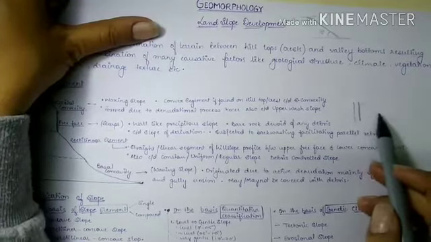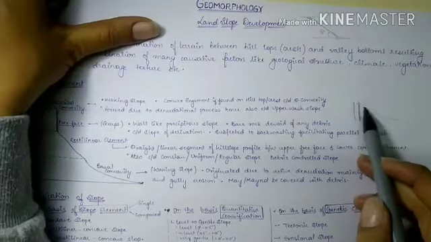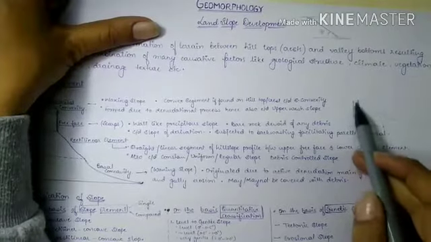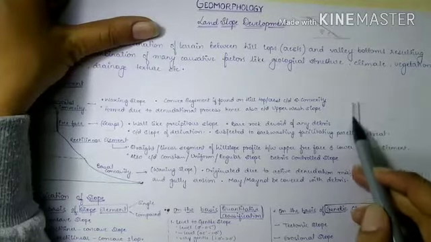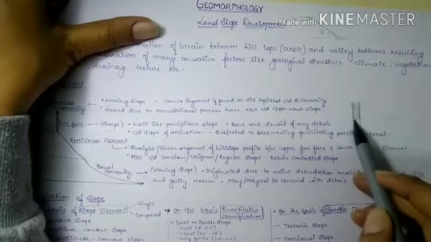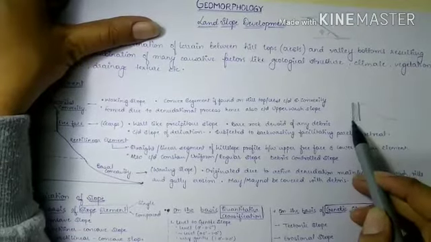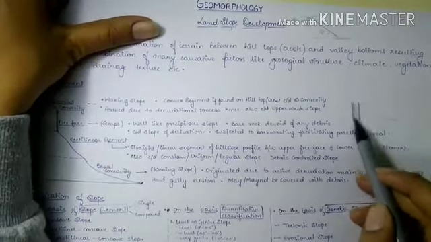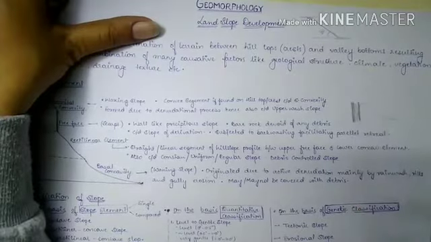It is subject to backwashing because when the flood comes, this slope will be denuded from here and it will be formed here. So this is known as parallel retreat.